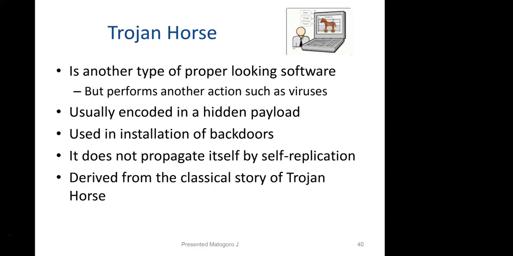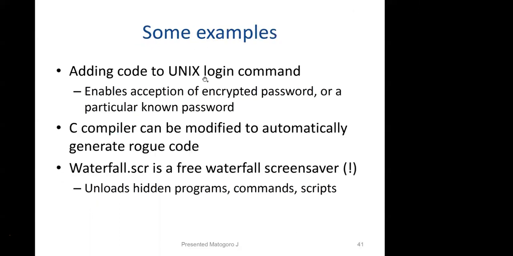So a Trojan horse is another type of proper looking software, but it performs another action similar to what a virus is doing. It's usually encoded with a hidden payload used in the installation of a backdoor. It does not propagate itself by self-replication. It is always derived from the classical style of the Trojan horse. So these are some examples. Adding code to the Unix login command to enable exceptions for encrypted passwords or particular known passwords. So the C compiler can be modified to automatically generate login code.